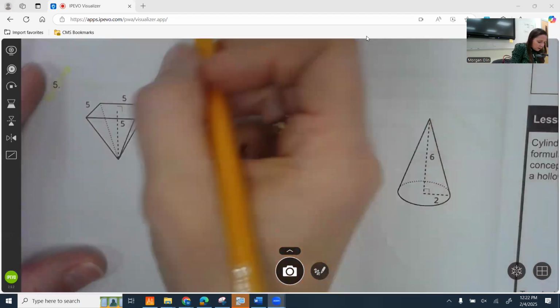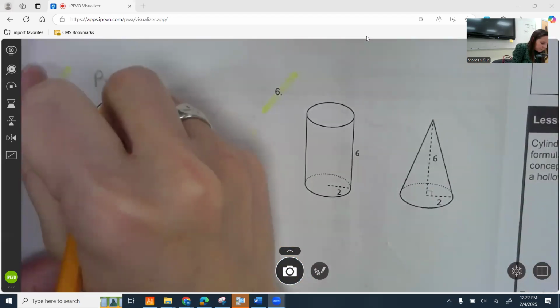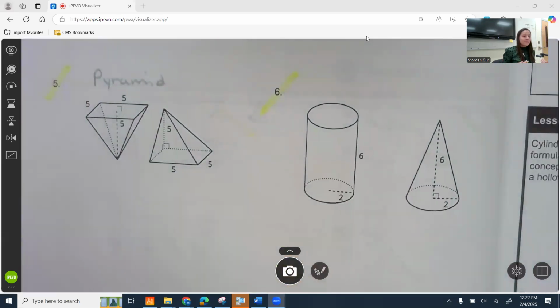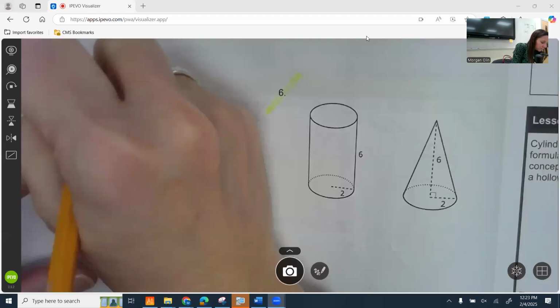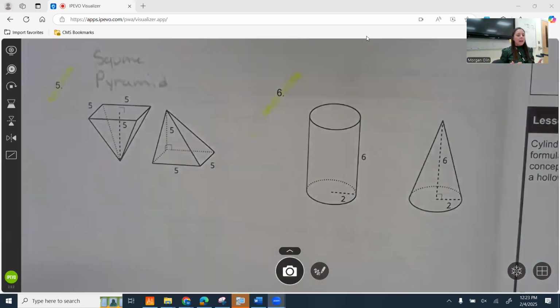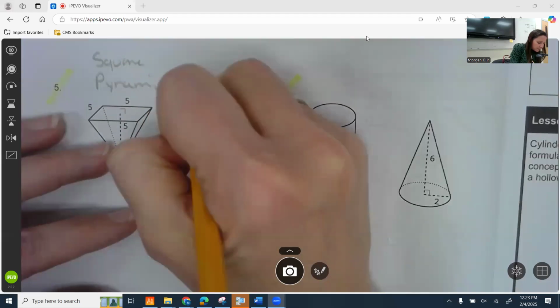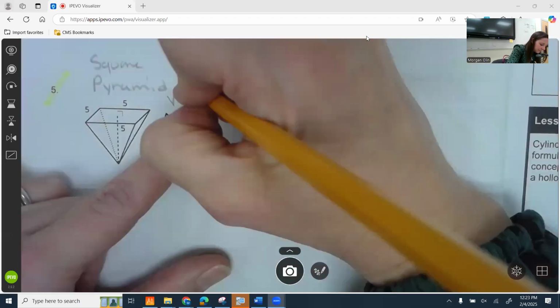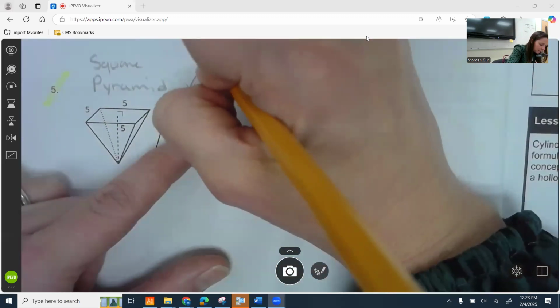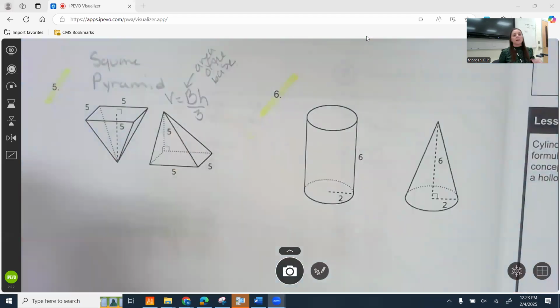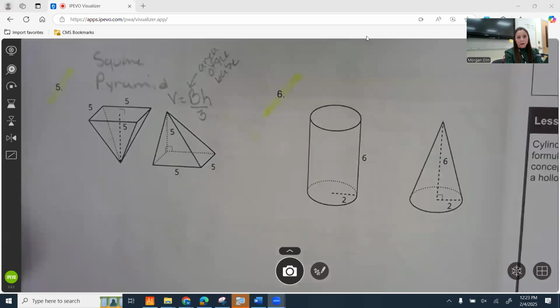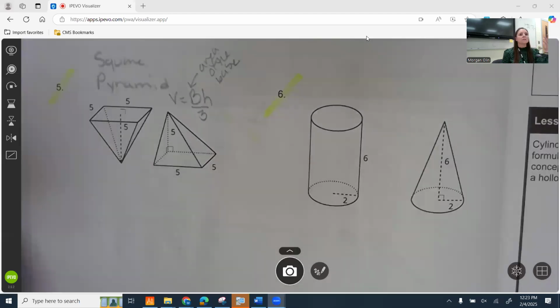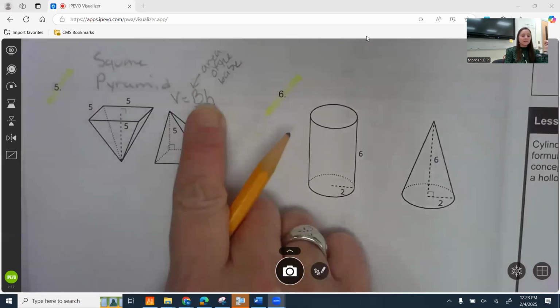Now, pyramid. This is a pyramid right here. In this case, it's actually a square pyramid. The formula for the volume of a pyramid is big B times H divided by 3. Just like the cone, we divide by 3. But what does that big B stand for? Area of the base. That means if it's a square, you have to find the area of a square. If it's a rectangle, find the area of a rectangle. If it's, let's say, a hexagon, you have to find the area of that hexagon and then multiply it by the height of the figure.